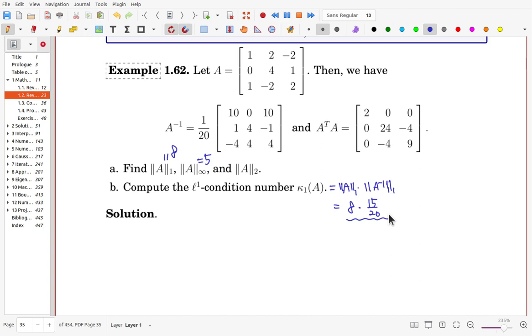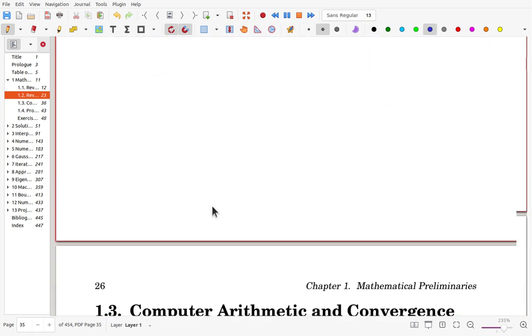The condition number of a matrix is always larger than or equal to 1. And once the condition number is large, then if you manipulate the matrix, the larger the condition number is, the larger the error that may propagate. So large condition number matrices are not easy to deal with. Okay? Okay, that's the end of section 1.2. Thank you.